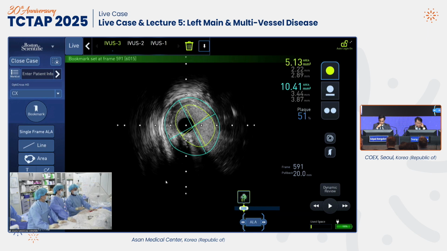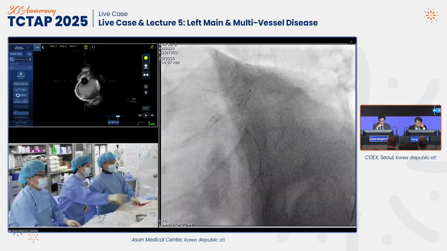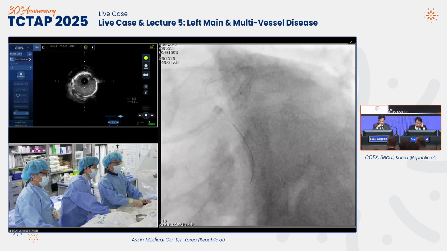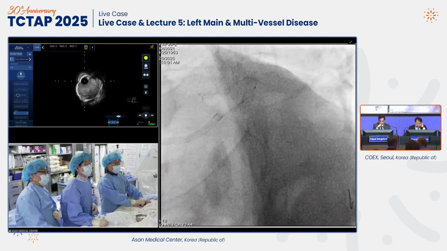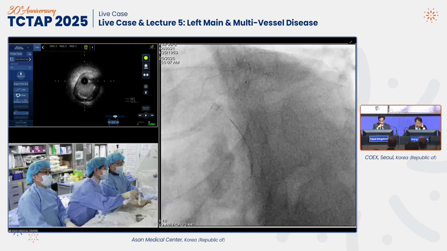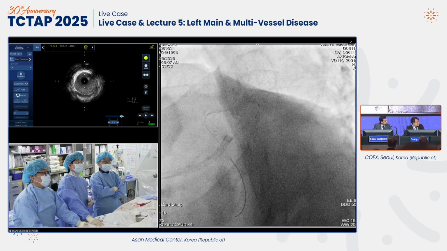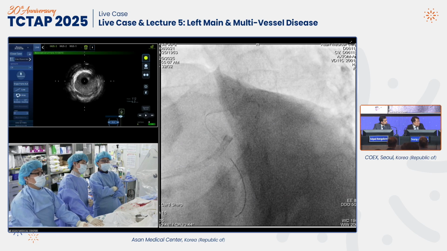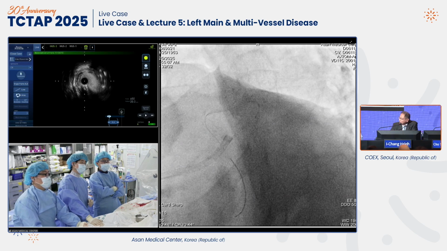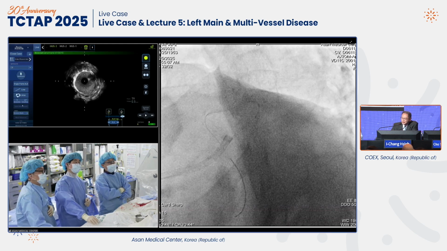So, after seeing the IVUS, what's your next step? Any comment? Does everybody think the DCB would be okay for that patient? As I mentioned, the residual stenosis is more than 30%, so that did not fit the criteria to use DCB only. Although the TIMI flow is 3 and no severe dissection, I suggest we should put a stent at this moment. Yeah. Thank you.